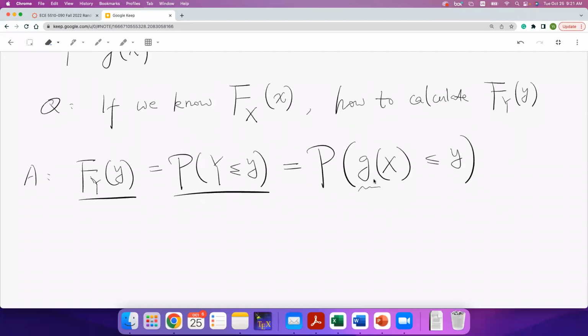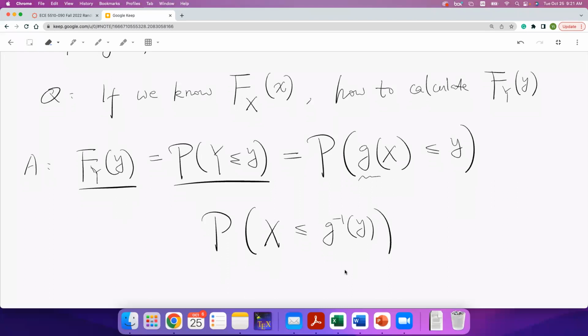And it really depends on the specific example of this function g. We need to basically solve this inequality for x. Once we solve this inequality for x, we can obtain an event that is in terms of, for example, X less than or equal to something. But this step may be more complicated than we expect, so we will see some examples later. The intuition is that we solve for x, and then this can be characterized by the CDF of the random variable X. So that's how we relate the CDF of Y to the CDF of X.